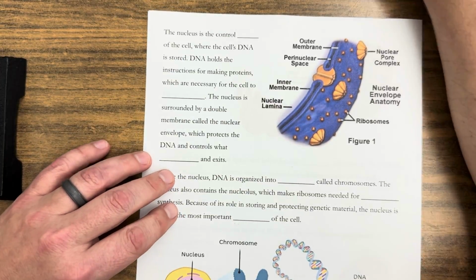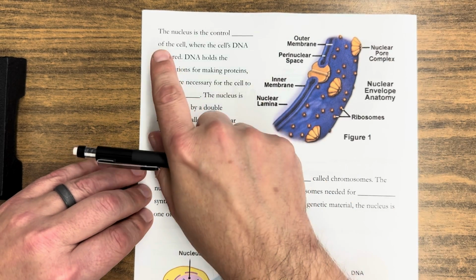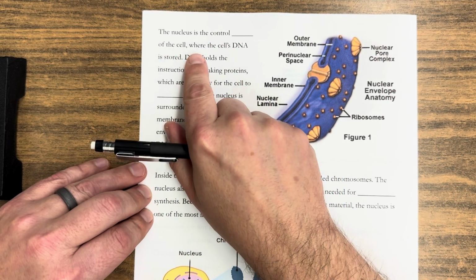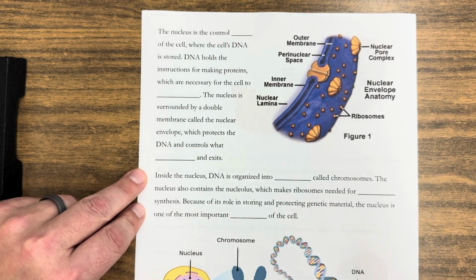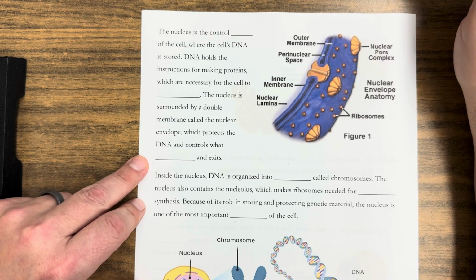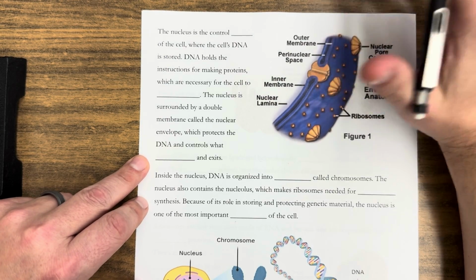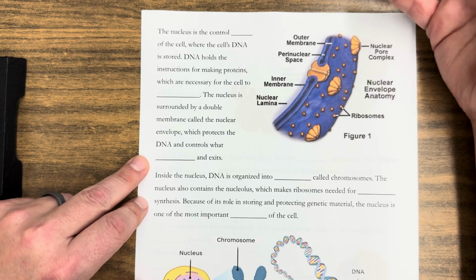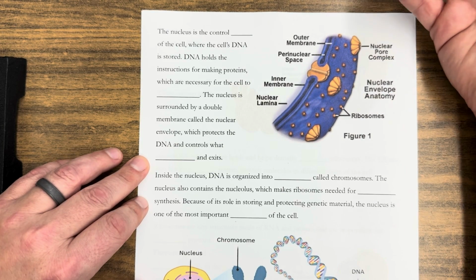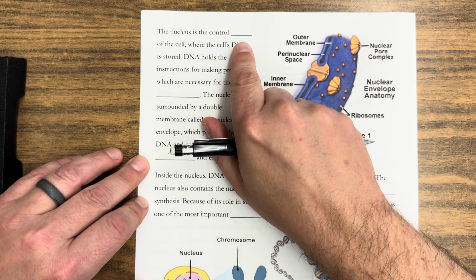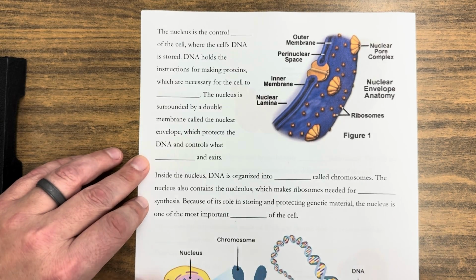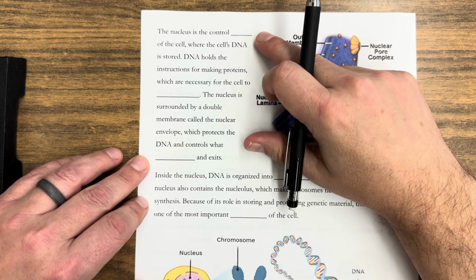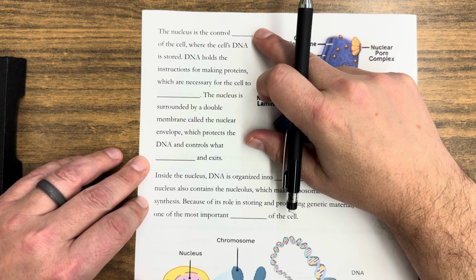All right, now we get to the nucleus. The nucleus is the control center of the cell, where the cell's DNA is stored. So you're always going to see analogies used for the organelles, like what their function is compared to oftentimes like things in a city or rooms in a building. And the control center here, we want to think about that as what's controlling the whole system. You can also think about it like the brain and the human body.